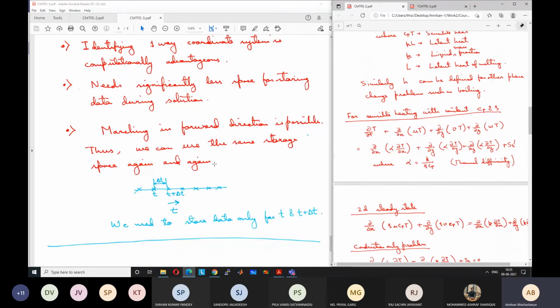Marching in the forward direction is possible. Thus, we can use the same storage space again and again. That was my point there, but it is written in a better way here. If I know the value at t and t plus delta t, in the next time step I will just make this t plus delta t the old value and the new value as this point. So I will always store just two points of time, the old time and the new time, and we can march along in the time direction. Any questions?